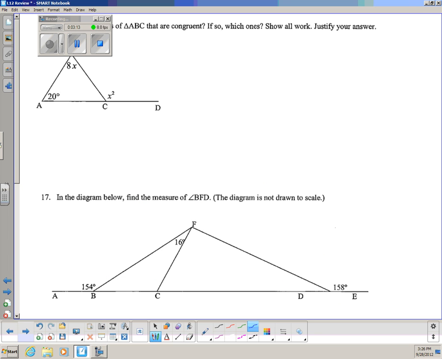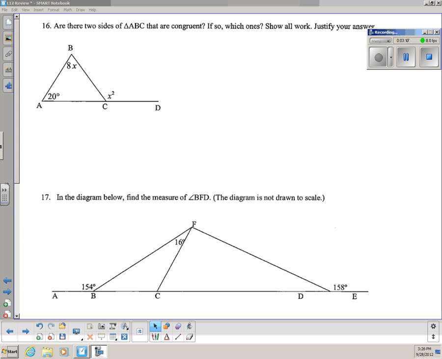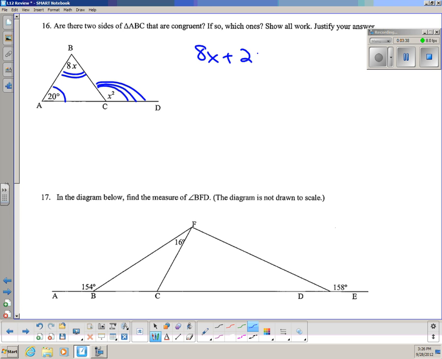All right, so number 16. Number 16 says, are there 2 sides of triangle ABC that are congruent? If so, which ones? Show your work, justify your answer. Well, they gave us information about the 2 interior angles and the remote exterior angle. And so we can use the exterior angle theorem to set up an equation. So I'll say the 2 remote interior angles add up to the exterior angle. That's what the exterior angle theorem says.